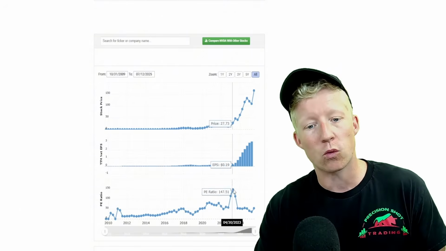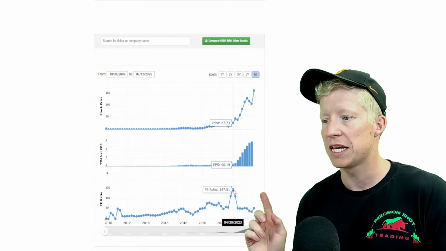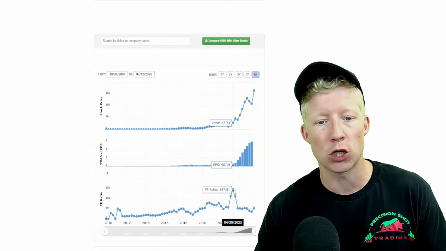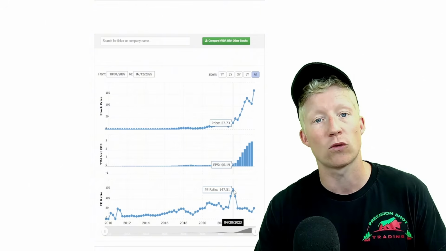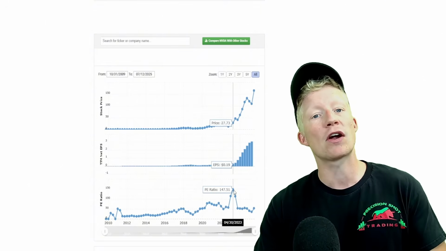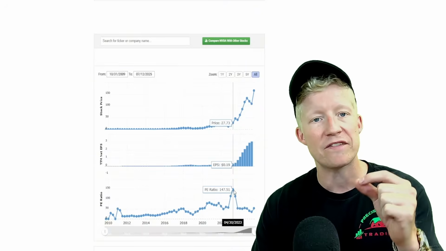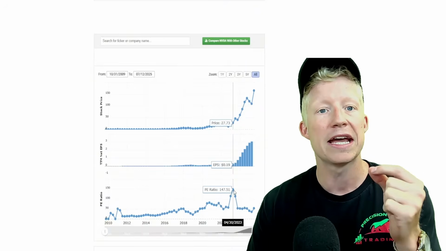And specifically, I want you to take a look at this spike here when the price to earnings ratio of Nvidia in mid 2023 jumped up to 147 points. The stock is trading 147 times higher than its earnings.